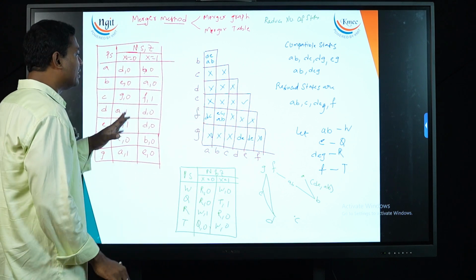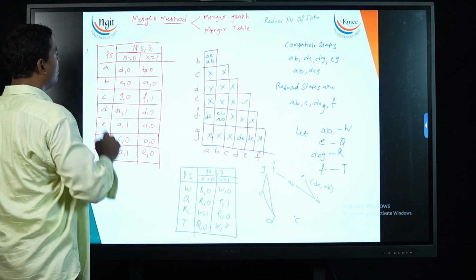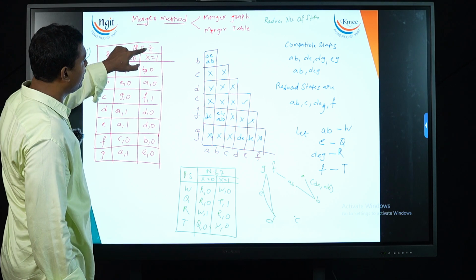Now for example, he has given one problem for us. Now this is our problem. This is my present state, this is my next state with output value.